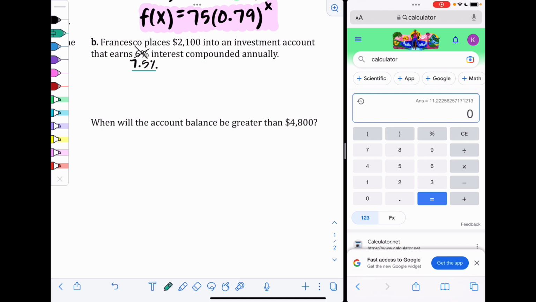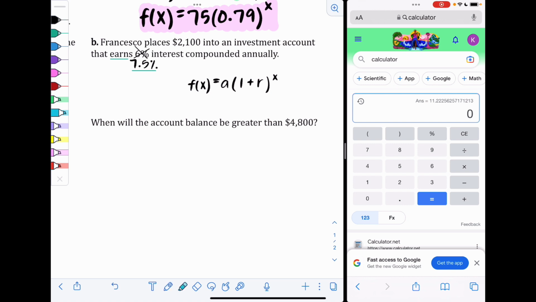So it says that he places the $2,100 into an investment account and it earns 7.5% interest. So that means that his money is earning more money. So it's increasing. So we would want to use the exponential growth formula. So that's f of x equals a times 1 plus r to the x power, where x is going to be the time that's going by each year, and f of x is going to be how much he has total in his account.